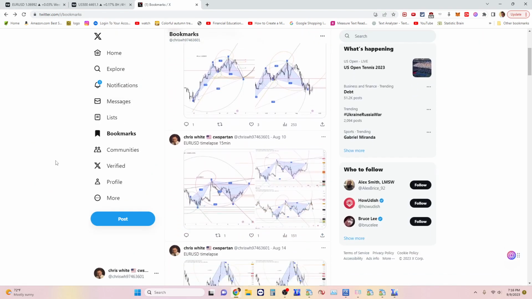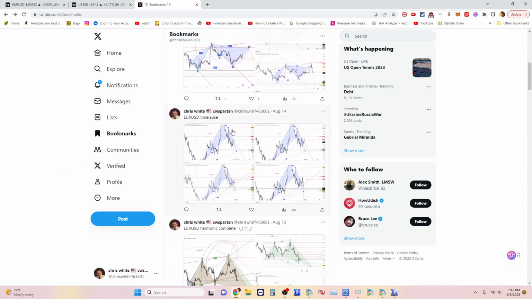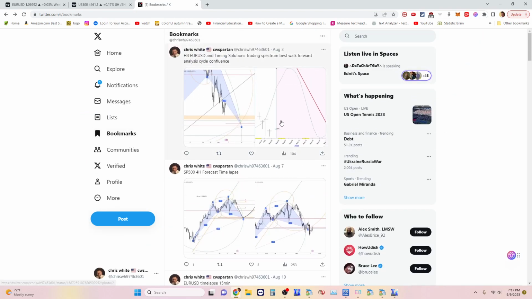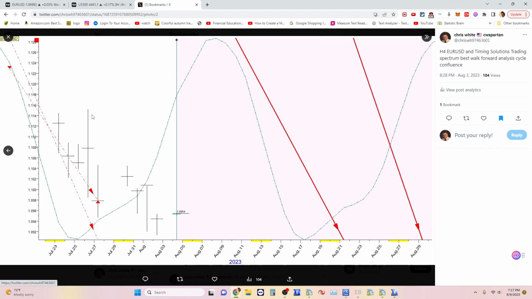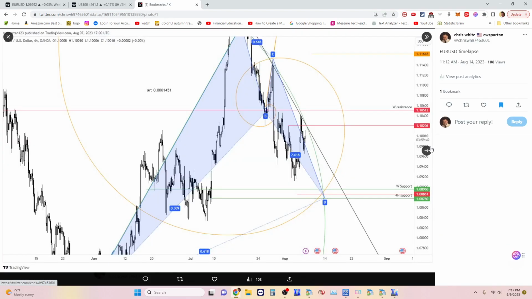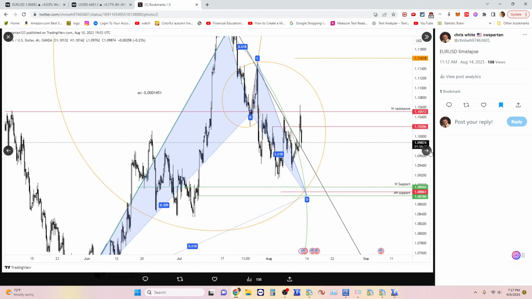So looking at this completed harmonic, the harmonic target was 1.08861, and this was August 7th. So we saw that it would peak, or I think the 9th, peak August 9th, bottom August 17th. So this is the 7th, and we had a peak on the 9th.